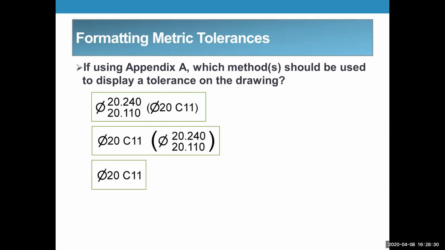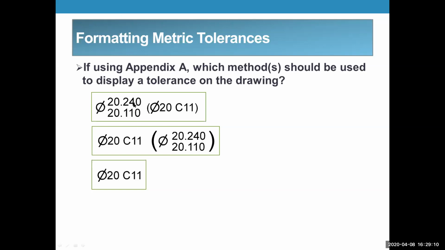Calling out metric tolerances. The top two are okay. If you're dimensioning the diameter of a shaft or a hole, the top two are fine. SolidWorks basically does it for you, but SolidWorks doesn't include the tolerance grade in the call out, at least not by default. If you wanted to, I think you have to specify it on your own.